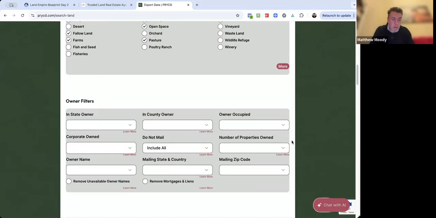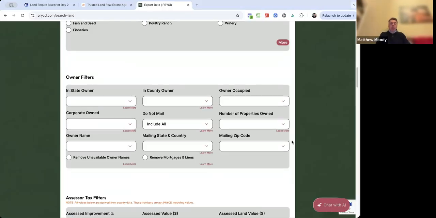Then we go down to owner filters. Okay, so this is again very interesting. We typically pull everybody, and we also include anybody that has a do not mail tag next to them because we are not mailing. If you were doing direct mail, you would 100% exclude the do not mails because you wouldn't want to get a lawsuit against you. Clearly, we don't care because we're not mailing.